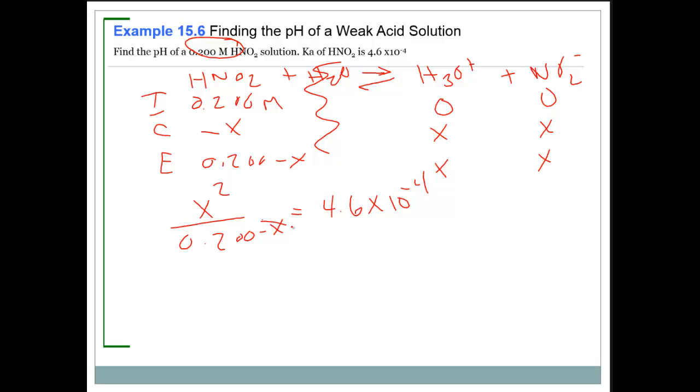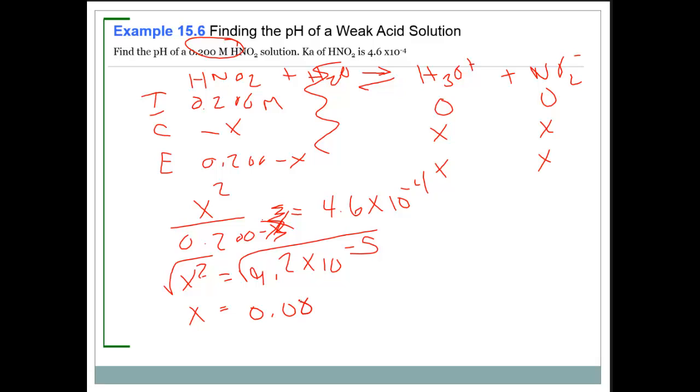Once again, we're going to assume that that second x on the bottom is not relevant. So we're going to cross multiply first, and that comes out to be x squared is equal to 9.2 times 10 to the negative 5. To get rid of the square, we're going to take the square root of both sides, and that comes out to be 0.00959.